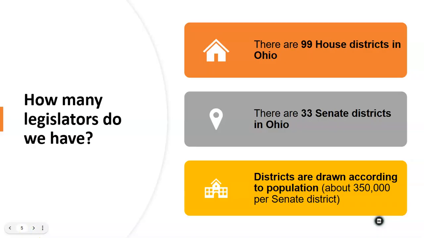So, how many legislators do we have in Ohio? Well, there are 99 House districts, so there are 99 members of the Ohio House of Representatives, and there are 33 Senate districts, okay? So we have 99 plus 33. And each of those 99 House districts are inside of those 33 Senate districts. I'm going to show you the maps on the next slide. But each district in the Senate is drawn to incorporate about 350,000 people. Because remember, we are trying to keep the representation as equal as possible when it comes to people, not land.